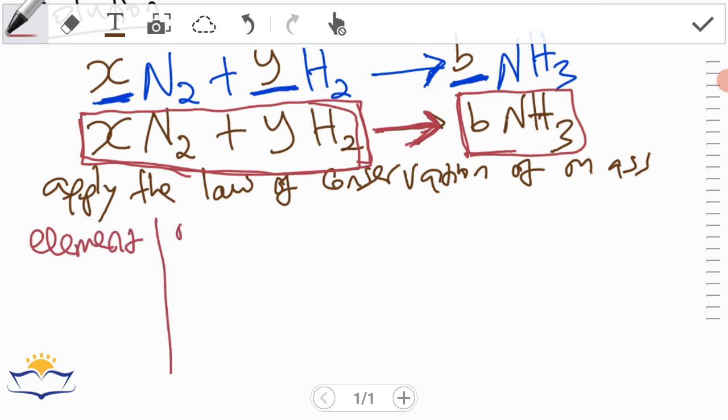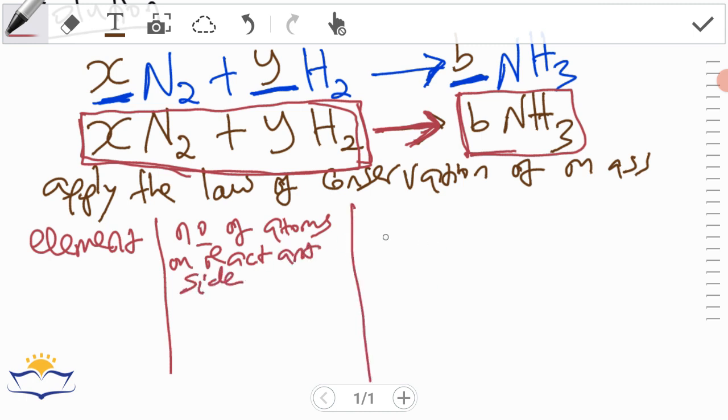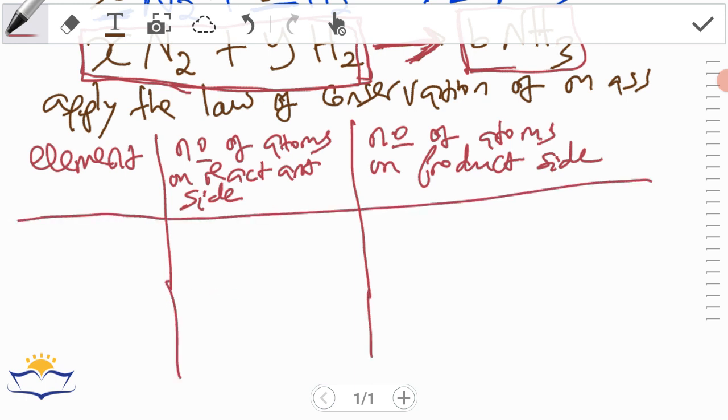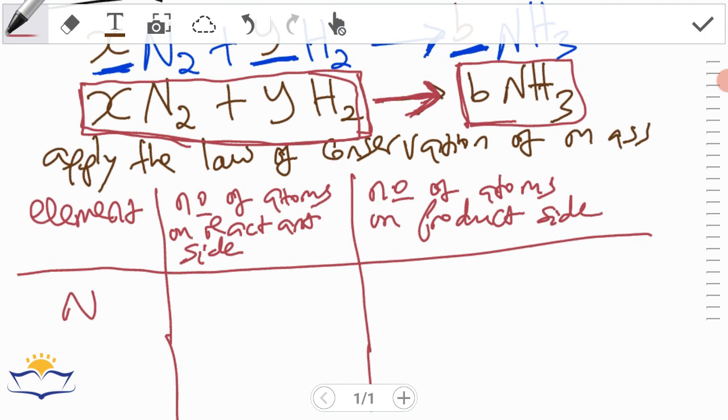Nditakupanga form, for each element, number of atoms on reactant side, equals number of atoms on product side for each element, right? Then tiyamba ndi nitrogen. So nitrogen ku reactant side, how many atoms of nitrogen do we have ku reactant side? Tione kaya apa nitrogen alipo, apa nitrogen palibe, which means tingoganizira palipo apa poka, right?